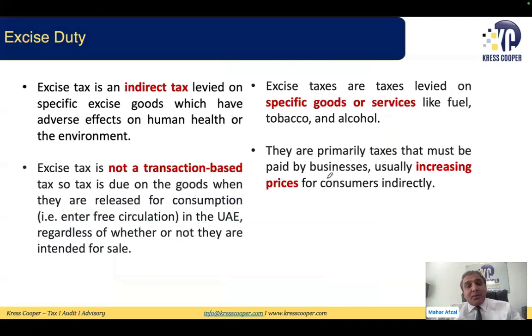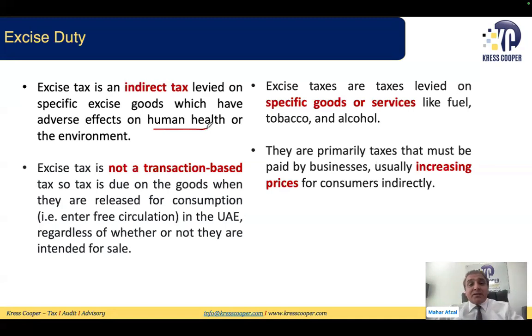As I mentioned, the person who is collecting the tax, this is not ultimately their responsibility. They are collecting on behalf of the government. Ultimately, this money is going to the government. Excise is an indirect tax levied on specific excise goods which have an adverse effect on human health. This is the first thing. Not all products are subject to excise duty. Only specific products which are harmful to humans are subject to excise duty.